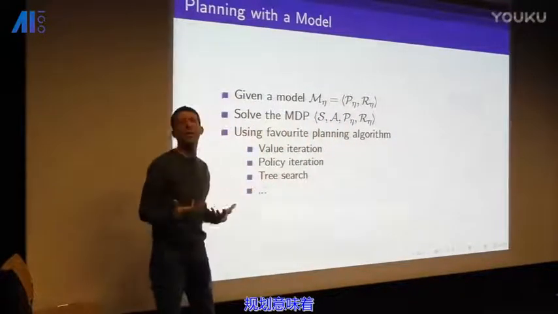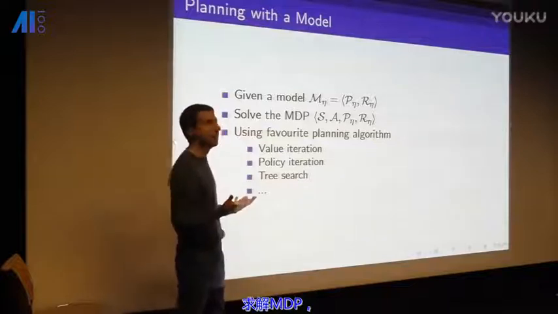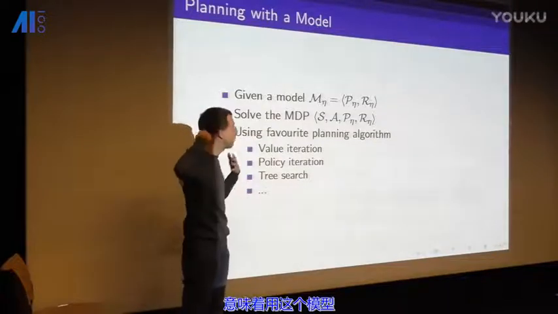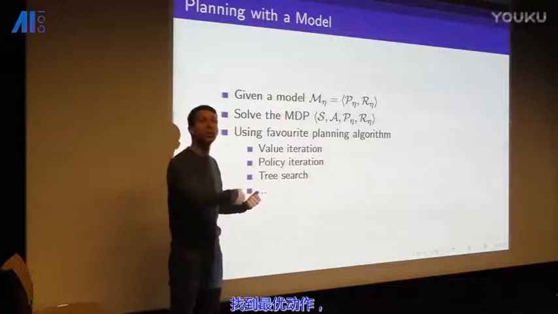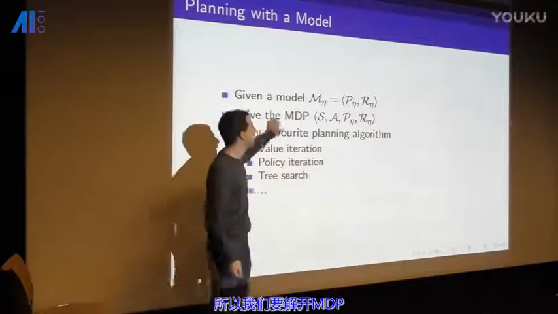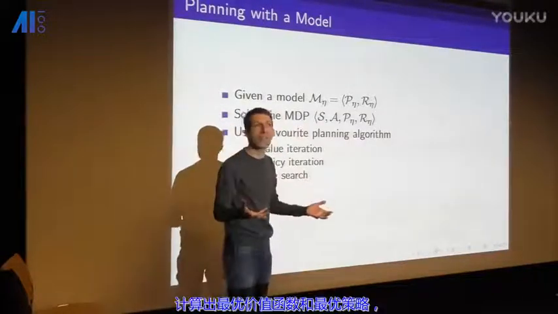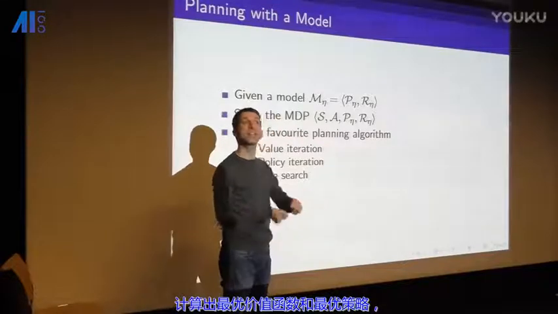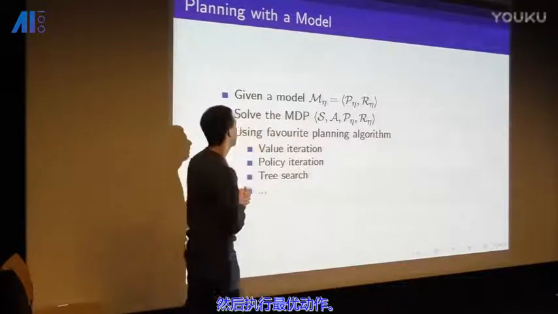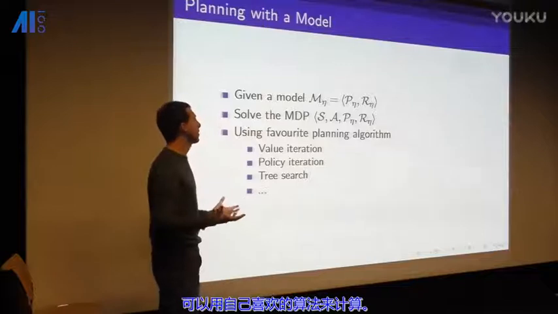And so now planning basically means solving that MDP. It means using that model that we've got to try and find the best thing to do. We're going to solve that MDP to find the optimal value function and the optimal policy, and hence pick the best action. You can use your favorite planning algorithm to do that.